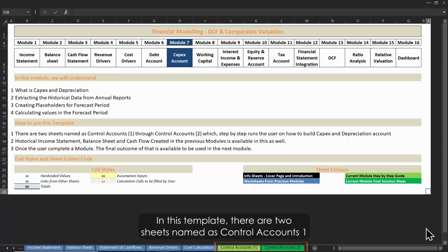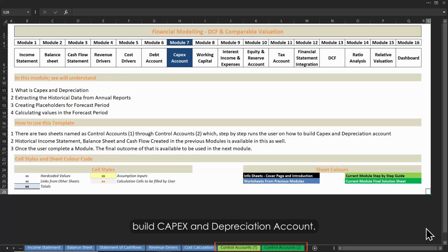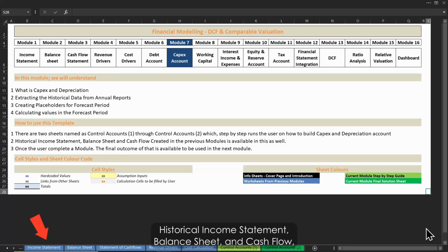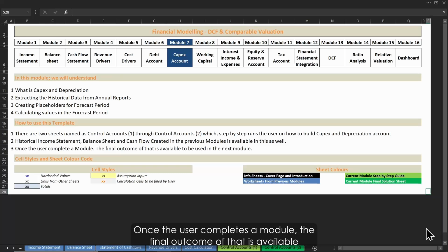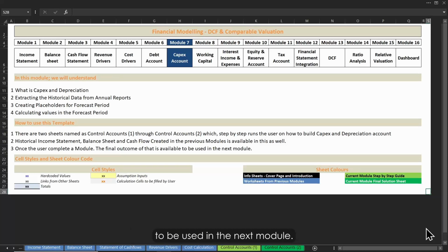In this template, there are two sheets named Control Accounts 1 and Control Accounts 2, which step-by-step guide the user on how to build Capex and depreciation account. Historical income statement, balance sheet, and cash flow created in the previous modules are available in this as well. Once the user completes a module, the final outcome of that is available to be used in the next module. Now, let's get started.